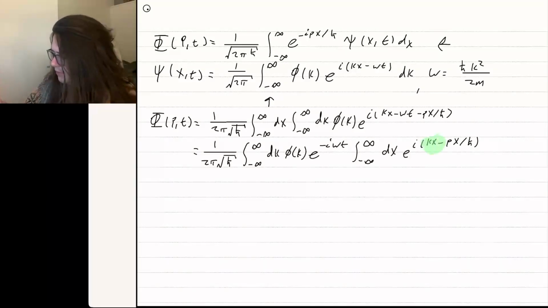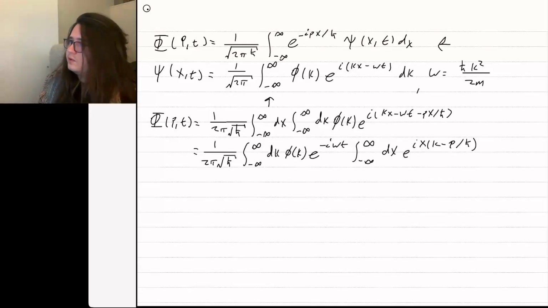And I'll even factor out an x from the parentheses up there just to show off the fact that this integral, you don't really do it classically. The result of it is a delta function. Whenever you have bounds at minus infinity and positive infinity, the result of an integral like this gives you a delta function of whatever is attached to the e to the ix. In this case, it's k minus p over h bar.